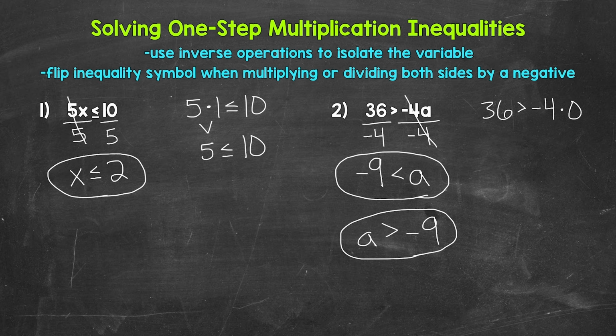Negative 4 times 0 gives us 0. And 36 is greater than 0, so we are correct here. A is greater than negative 9.